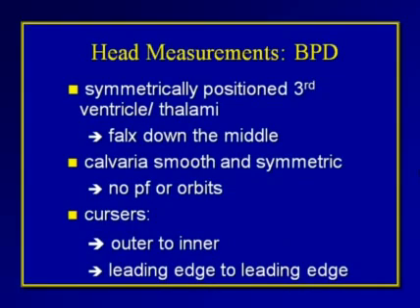First, discussing the BPD. Make sure that the head is symmetric on your image. And what I mean by that is making sure that the third ventricle and the thalami are right in the middle of the image, and you can typically see the falx going down the middle of the head. The calvarium should be smooth and symmetric. The posterior fossa and orbits should not be on the image. The cursors are placed outer to inner, or leading edge to leading edge.